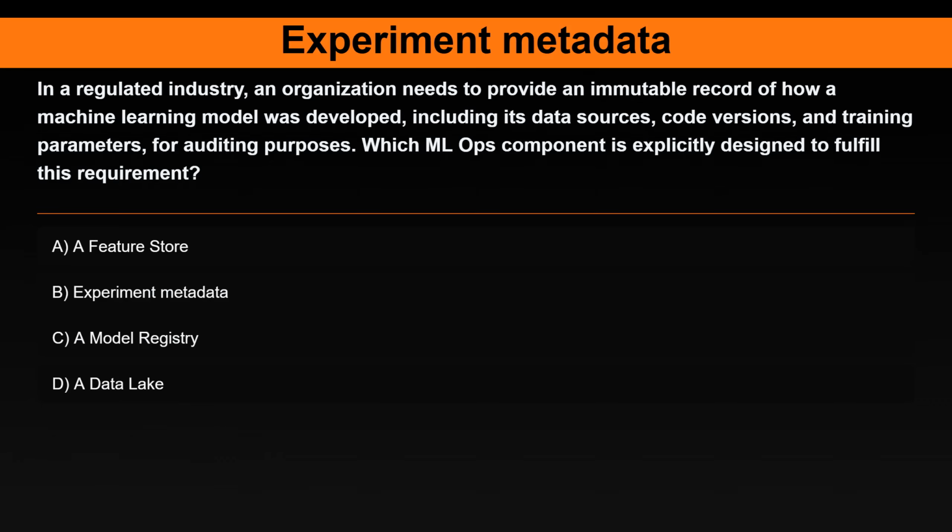Question 15. In a regulated industry, an organization needs to provide an immutable record of how a machine learning model was developed, including its data sources, code versions, and training parameters, for auditing purposes. Which MLOps component is explicitly designed to fulfill this requirement? Option A. A feature store. Option B. Experiment metadata. Option C. A model registry. Option D. A data lake.